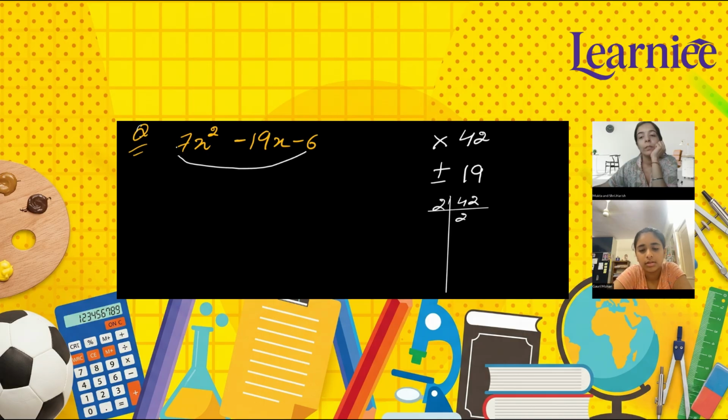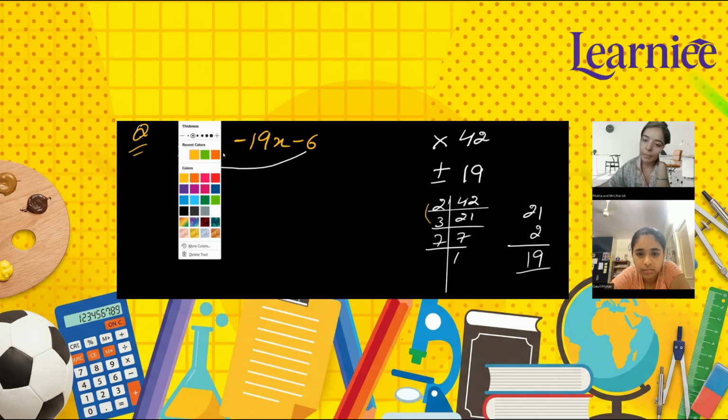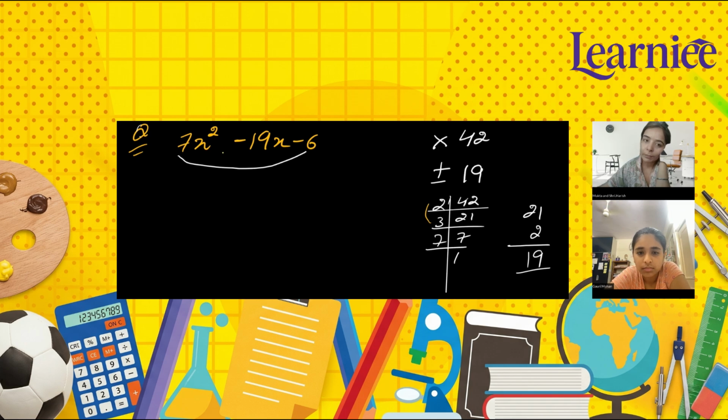2 twos are 4, 2 threes are 6, 7 ones are 7. So if I multiply 7 and 3, I get 21, and we are left with 2. So 21 minus 2 would be 19. Whenever there is any confusion regarding factors, you can do the LCM and then think of which factors to multiply. If I multiply 2 with 3, we get 6 and then 7, but if we add 6 and 7, we don't get 19.